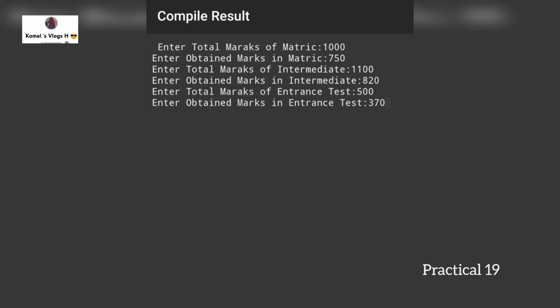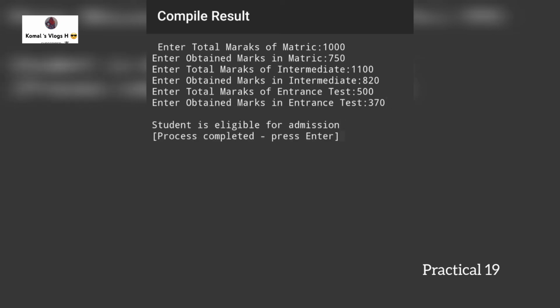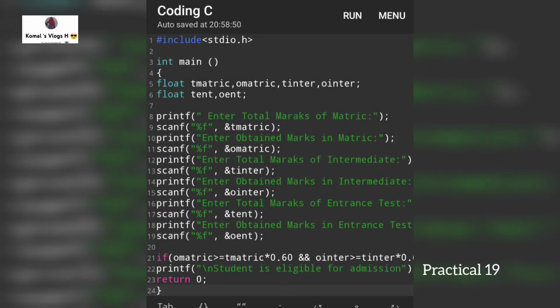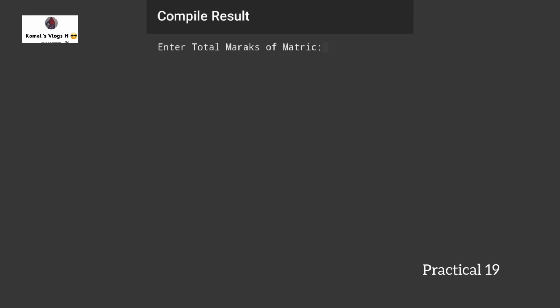So whenever I enter this, what will be printed? Let's see. You can see the student is eligible for admission, because 750 out of 1000 means above 60%, 820 by 1100 means above 65%, and 370 by 500 means you have obtained above 65% marks in your entrance exam. So again, I'm compiling with different values.